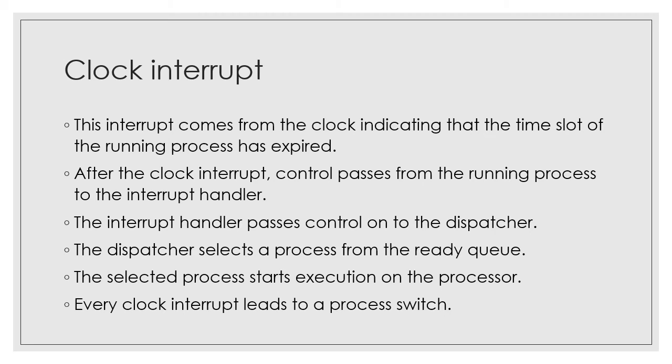Let's talk about the clock interrupt. This interrupt comes from the clock, indicating that the time slot of the running process has expired. After the clock interrupt, control passes from the running process to the interrupt handler. The interrupt handler passes control on to the dispatcher. The dispatcher selects a process from the ready queue. The selected process starts execution on the processor.